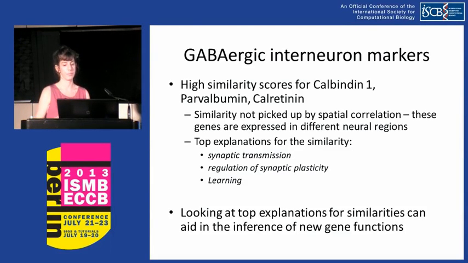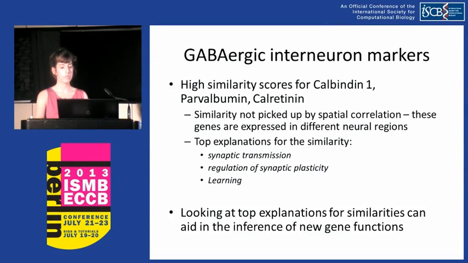Another advantage of our method is that we're able to explain the similarity, to put labels on it. When you look at the top explanation for the similarities of these genes, we see processes that are related to synaptic plasticity and learning, and this also makes a lot of sense for GABAergic interneurons. So it's easy to see how we can use the explanations for similarity for functional inference of new gene functions, and we have some nice examples of this in our paper.